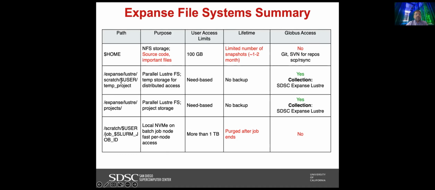The Lustre Scratch is essentially for distributed access storage during a parallel job, so it's shared across multiple nodes. The user access limits, as I mentioned, we nominally say 10 terabytes, but we can change that if you have a need for it. We recognize that some jobs will create a lot of data during the runtime and probably don't need all of it at the end of it.